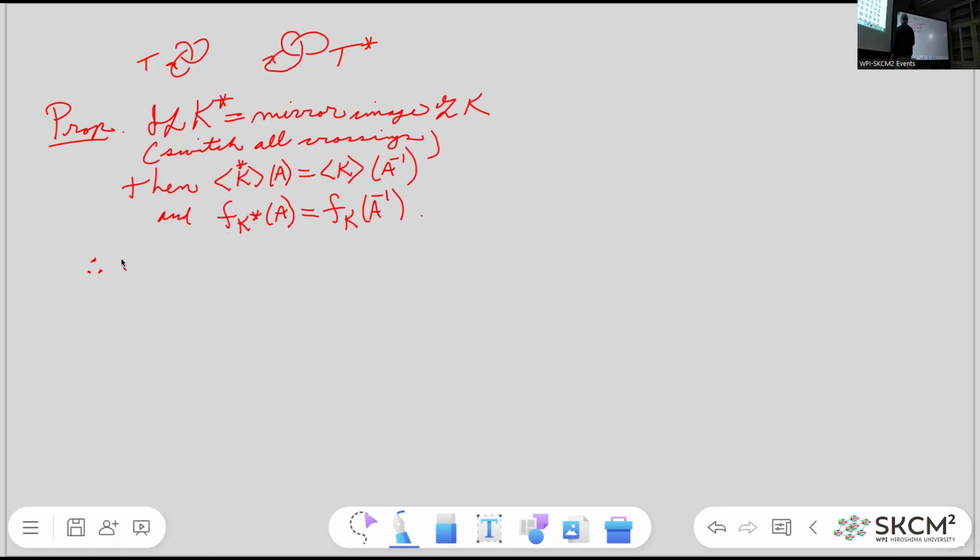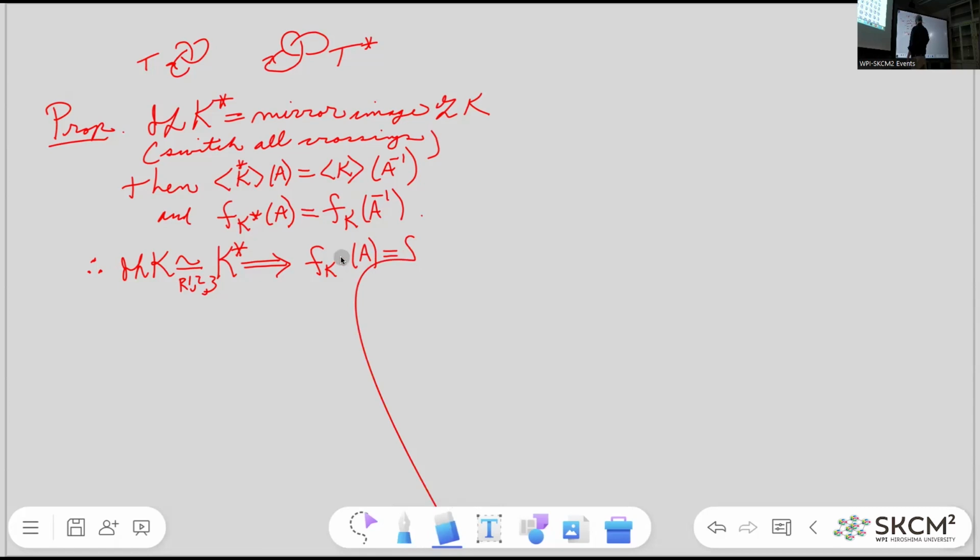Therefore, if K is equivalent by Reidemeister 1, 2, 3 to K star, if it's equivalent to its mirror image, then it follows that F K star of A is equal to F K of A. Then F K of A is equal to F K of A inverse.